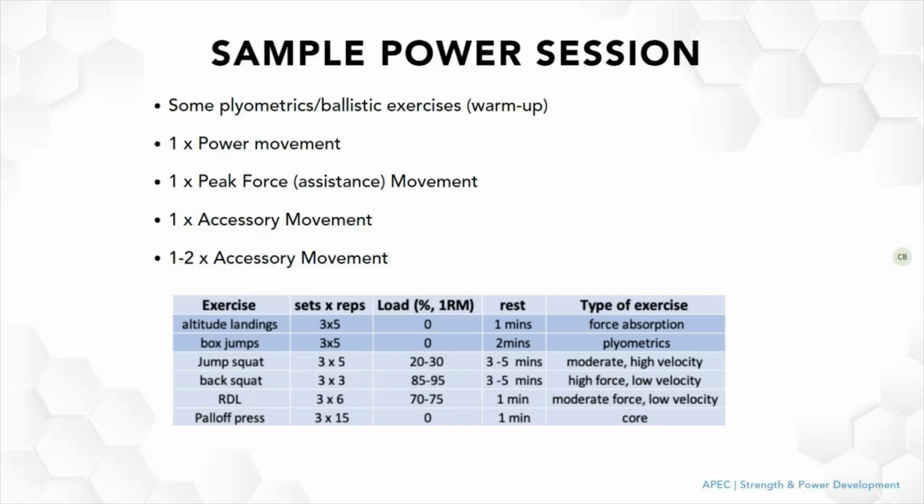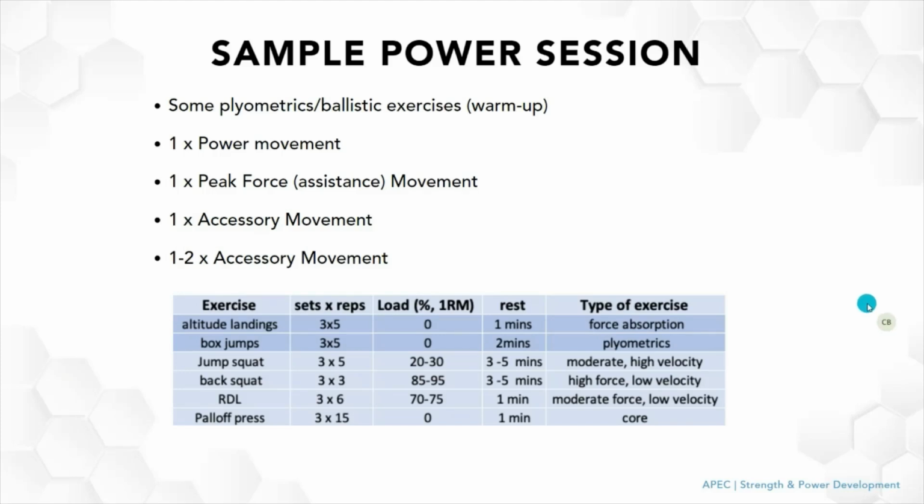So in this instance, I used the jump squat, and that was performed for 3 sets of 5 reps, starting off at like 20% of their 1 RM of back squat, and then you'd gradually increase that up to around 30%, okay? You could even start that off lower, at an unloaded bar, or even 10 to 15% of their 1 RM.